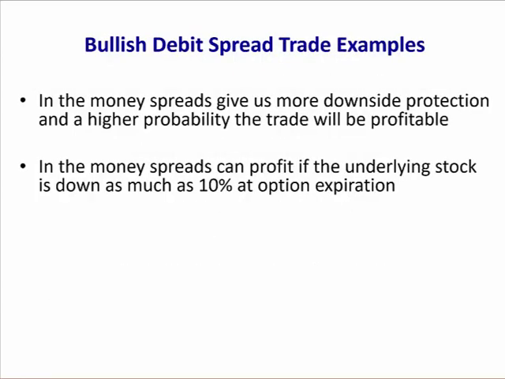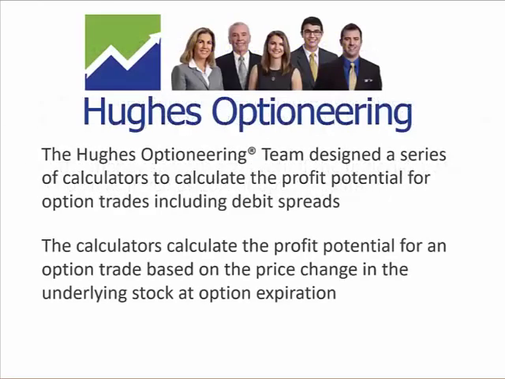Now, in the money spreads give us more downside protection and a higher probability that the trade's going to be profitable. And in the money spreads can profit if the underlying stock is down as much as 10% at option expiration. So when we leg in, when we enter a spread trade using the simultaneous method, we like to do in the money spreads because they have more downside protection and a higher probability that the trade will be profitable.